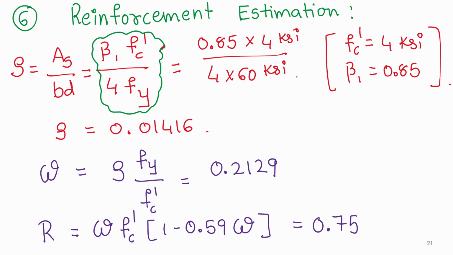Reinforcement estimation, so we are using rho. Since we are talking about a singly reinforced concrete section, I gave you the equation: beta times f'c over 4 times yielding stress. So in our case, 0.85 times 4 for compressive strength over 4 times 60 ksi. You will get a reinforcement ratio of 0.01416.